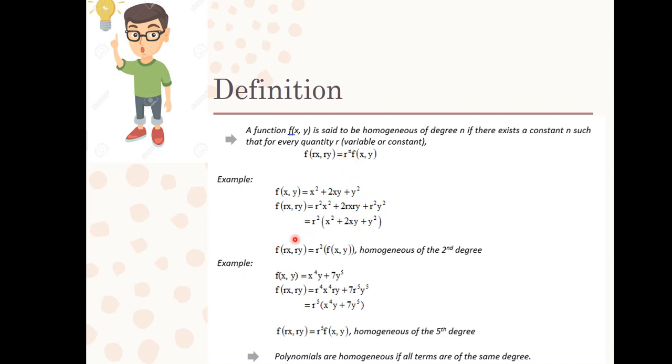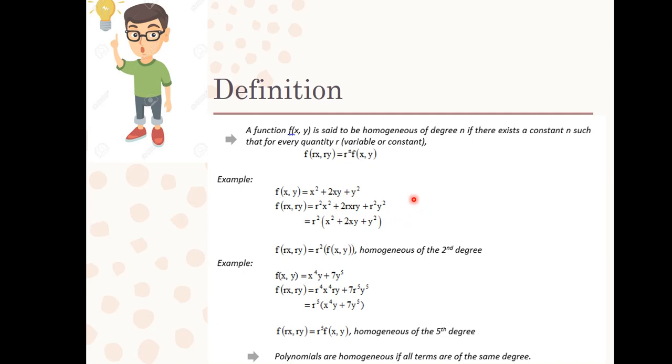Now, this particular concept of establishing homogeneity of a function is illustrated by the two examples here below. So in the first example, we have x squared plus 2xy plus y squared. So what we're going to do here, we're going to replace x by rx and y by ry, and we do just that in here. Now constants will remain as constants, so we don't change them. Only the variables are to be changed.